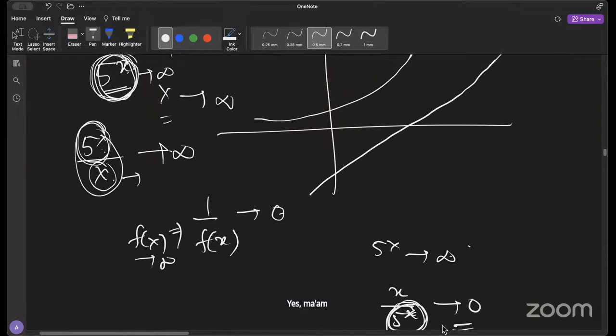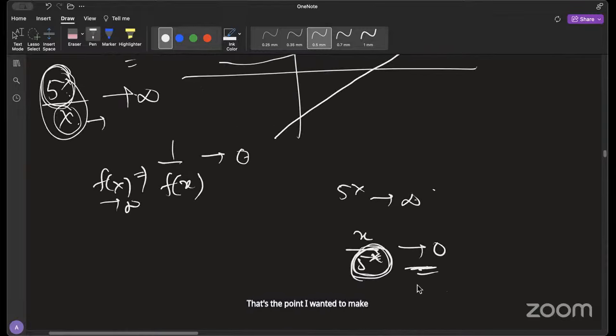Yes, ma'am. That's the point I wanted to make. And you will see it when we discuss derivatives, because we can't do L'Hopital's rule here. It's not in this week. And we can clearly see that L'Hopital's rule is actually based on how rapidly a function changes. So if this one changes slowly, slower than this one, this is going to be the deciding factor.